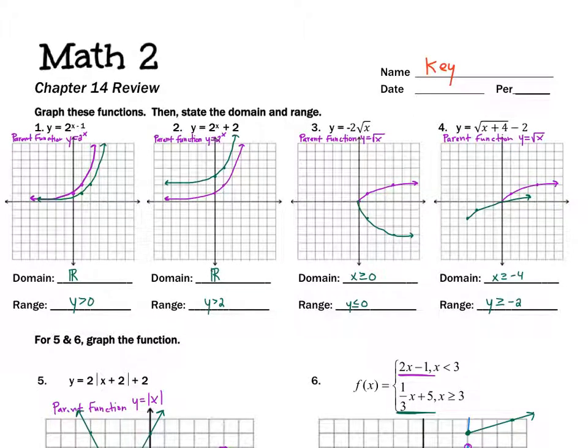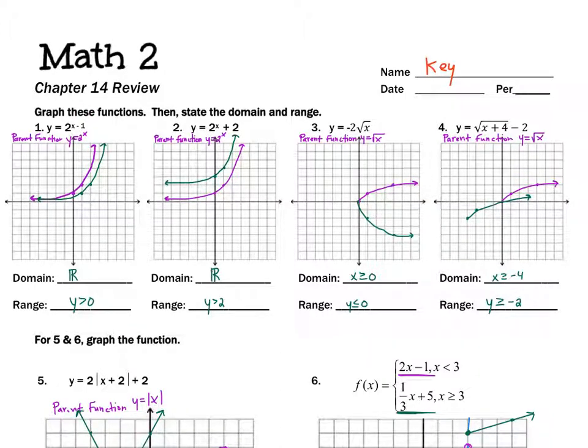This is a walkthrough of the Chapter 14 review. Alright, so on number 1 here, our stated function is y equals 2 to the x minus 1. So that x minus 1, that's in our exponent.